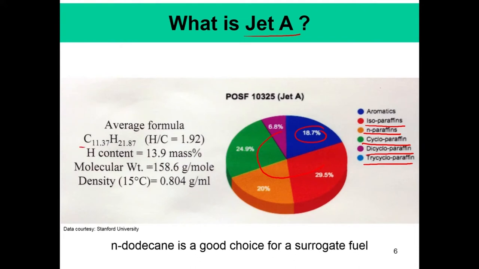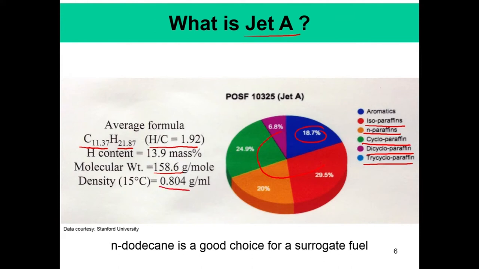C11.37H21.87, and the hydrogen to carbon ratio is 1.92. As you see, the hydrogen content is 1.39% by mass, molecular weight is about 158.6 gram per mole, and its density is less than water at 0.804 gram per milliliter.